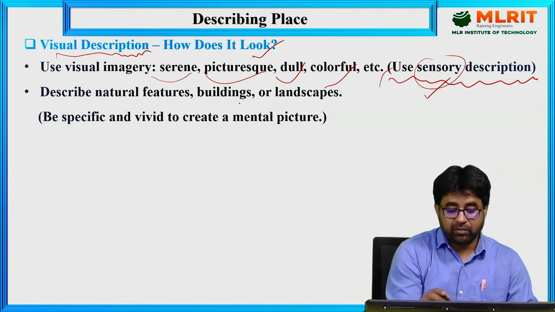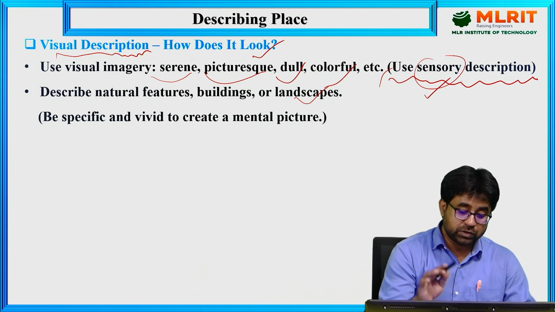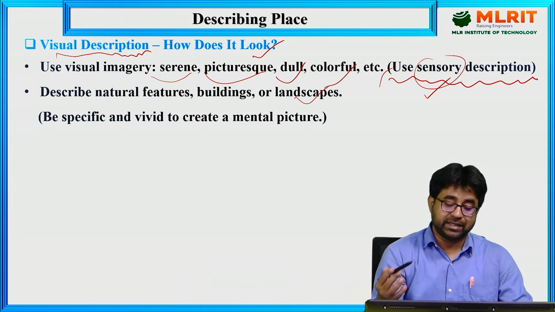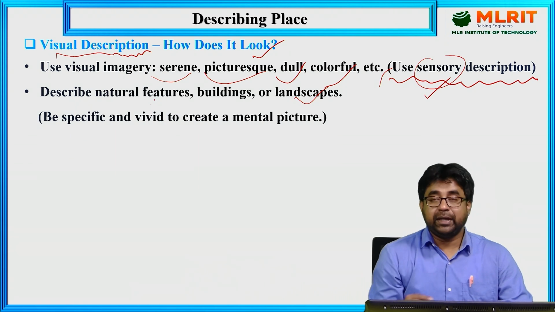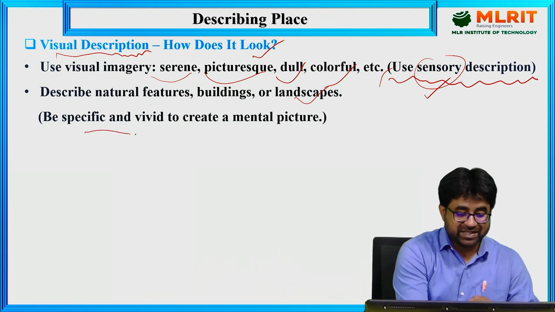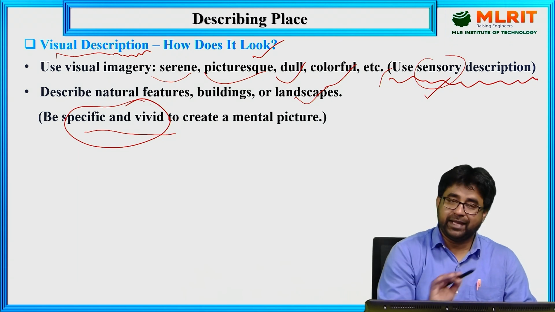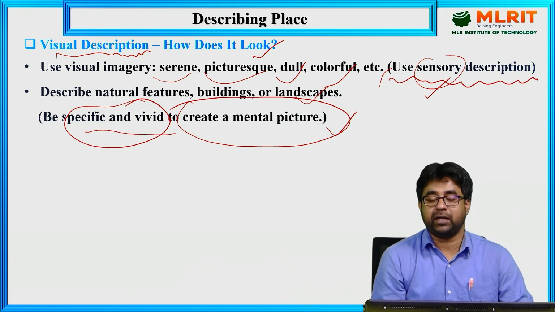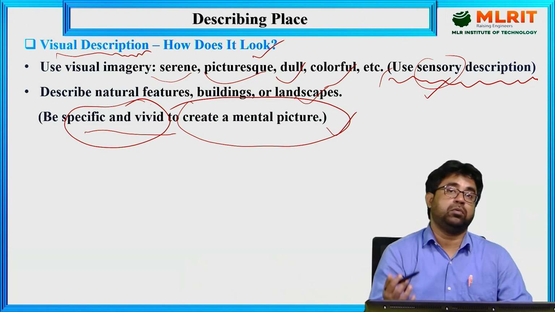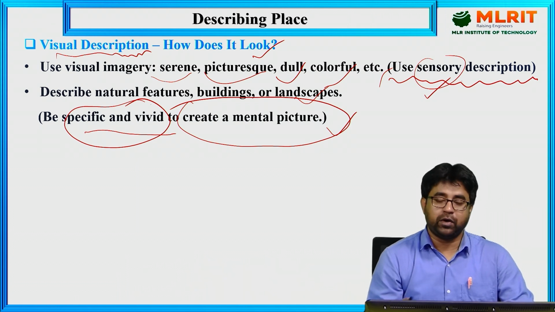Describing natural features, buildings or landscapes, like how do those things look? Landscape, whether it is beautiful, serene, picturesque, you can talk about all those things. So you have to be specific and vivid. Your description should be very specific and very clear, and it will create a mental picture. Now this is very important, creating a mental picture through words. If you are not able to do it, what happens? Your description remains less effective or not effective.